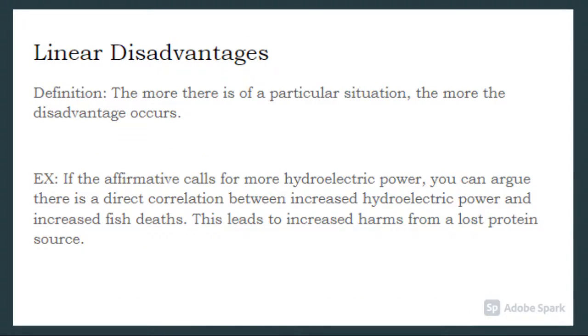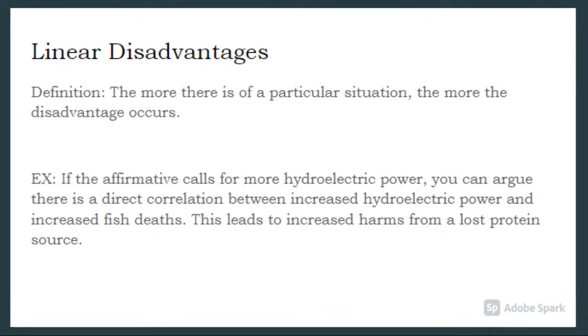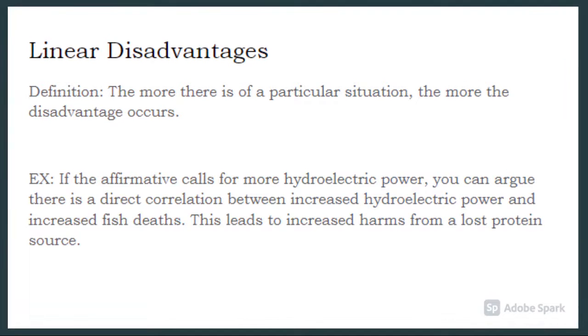So in your Disad case, there are two different types of disadvantages, and you'll choose one of these types that you're going to really be focusing on to talk about the effects. So the first one is called linear disadvantages. So this is more of there's a particular situation that will occur the more this disadvantage happens.